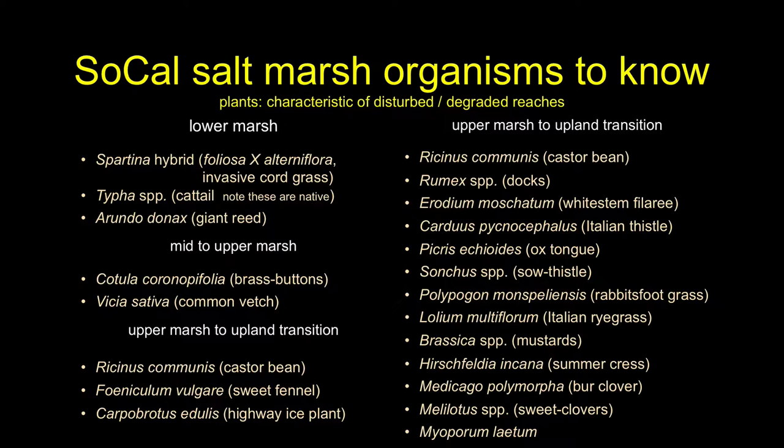So Rumex was one of the species that we saw last week up in Ojai, the one he said is characteristic of a wetter condition. But in our salt marshes, they're not good. We don't want them in our salt marshes.